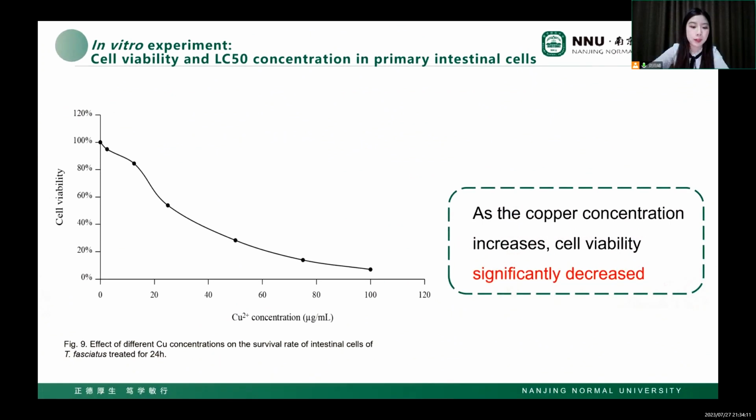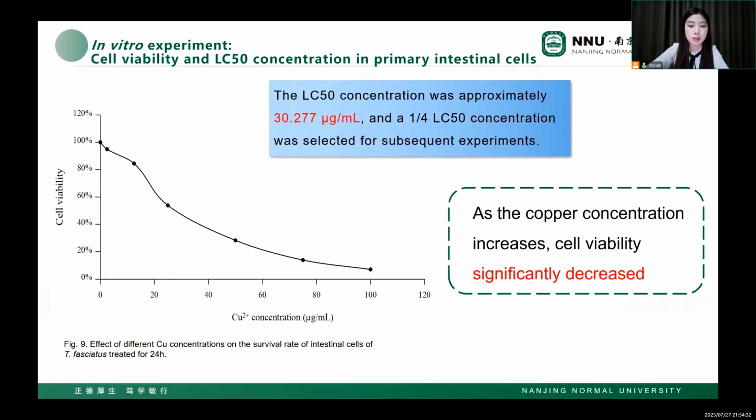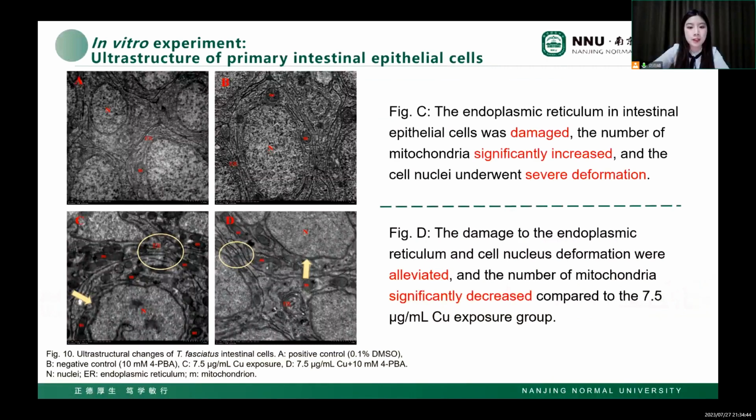experiments. And figure 9 shows the effects of different copper concentrations on the cell viability after 24 hours of treatment. As you can see, cell viability significantly decreased with the increasing copper concentrations. The half lethal concentration was approximately 30 micrograms per milliliter, and a 1/4 half lethal concentration was selected for subsequent experiments. And figure 10 illustrates the ultrastructural change of T.